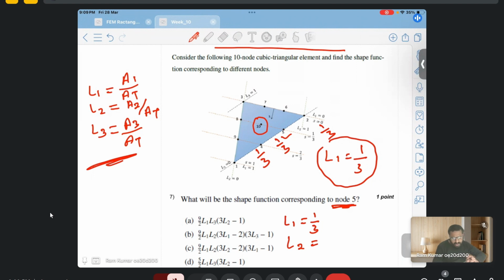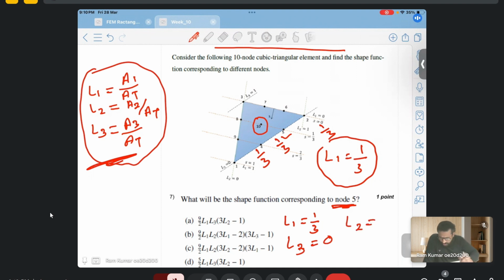I think first we should find L1, L2, L3. If we use A1 by A total, then we need the coordinates of this, and those are not available. So we cannot get it by using this; directly we have to find the values at that point. I got that L1 is 1 by 3 and L3 will be 0 here.